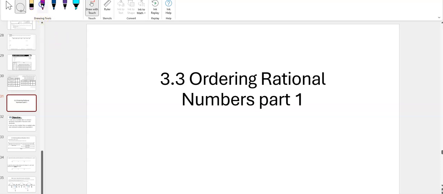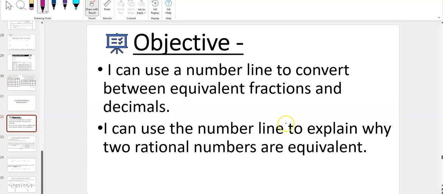So we've done all the fluffy stuff. We've kind of learned what a rational number is. We've categorized them. We've classified them. We've checked them out. We've figured out how to convert them, but now we actually have to put them on a number line and put them in order, all different types of rational numbers. So that's our objective. You should be able to use a number line to convert between equivalent fractions and decimals, and use a number line to explain what two rational numbers might be equivalent to each other.